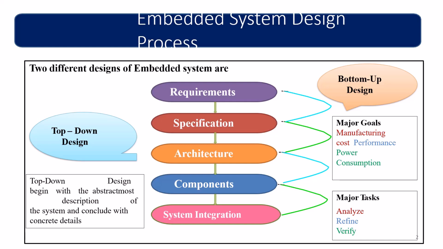That is, starting with the requirements and specification. What are the specifications required for your product, and what architecture is required for your product, and you will collect the components, and you will integrate the software part and hardware part. That is called system integration. Then this process is called the top-down design process.